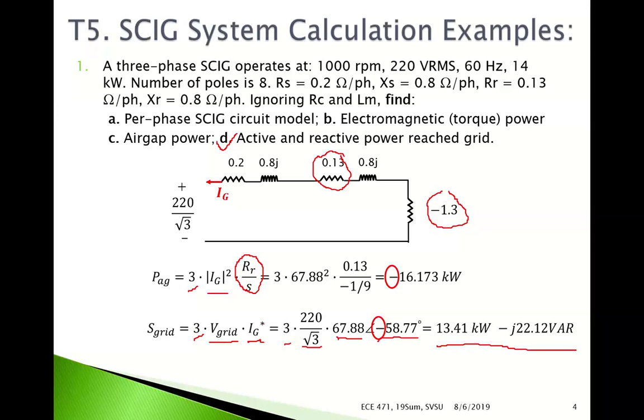By the sign of the active and reactive power respectively, we can easily tell the grid is actually consuming active power, positive, and providing, or say feeding, reactive power towards the SCIG. So this is actually one of the drawbacks of the SCIG wind system, where we need to compensate for the reactive power consumed by the generator itself.